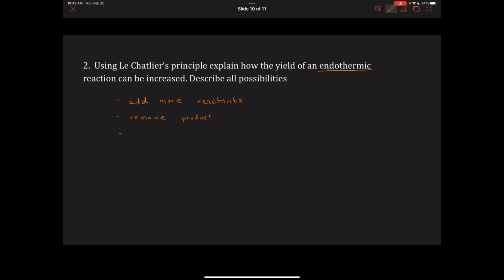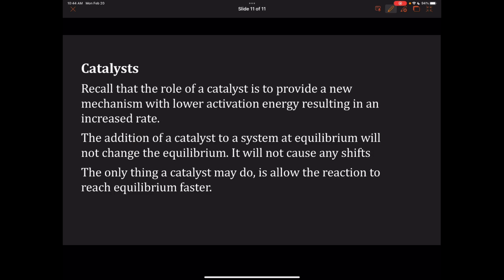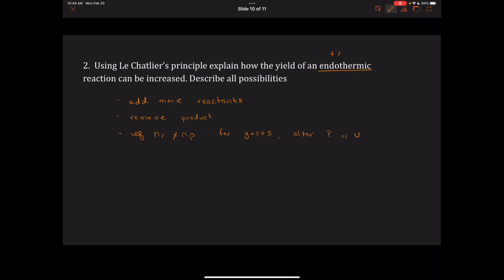If we don't have a balanced equation here, but if our reactant moles and our product moles are not equal for any gases, if there's no gases, then there'll be no impact. But if there are gases and they are not equal, we could alter pressure or volume. And then in terms of being endothermic, that's that positive energy. We said energy is a reactant. We have to add it.